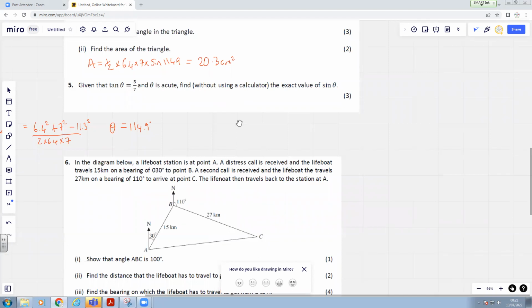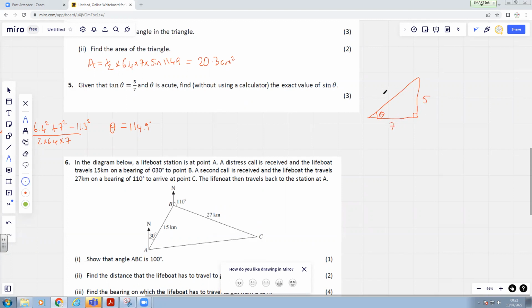Students always want to press inverse tan and then plug that into sine. You don't need to, because you can just draw a little triangle, especially if it's acute. If it's acute, this is definitely the best way to do it. Draw a little triangle, because then this angle is acute, as in less than 90. Tan theta is opposite over adjacent, so that's 5/7.